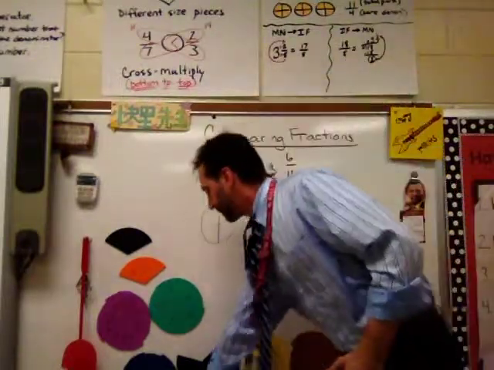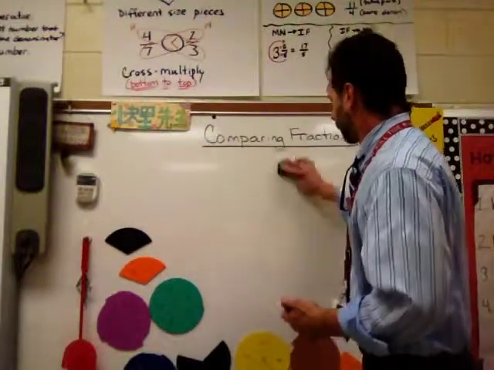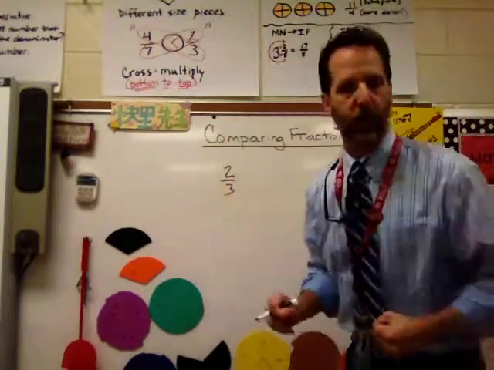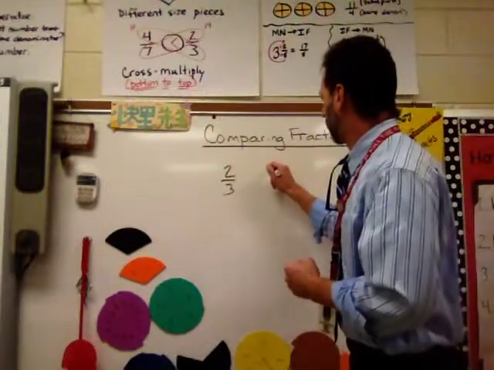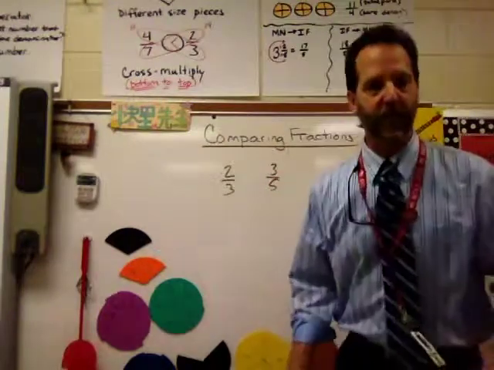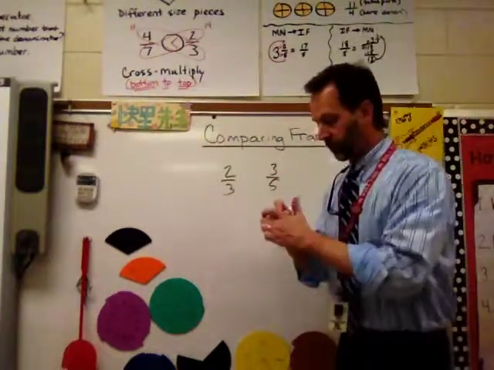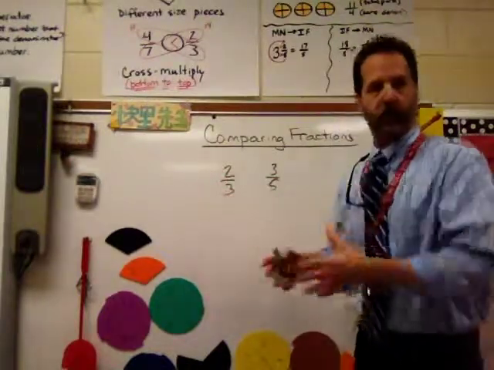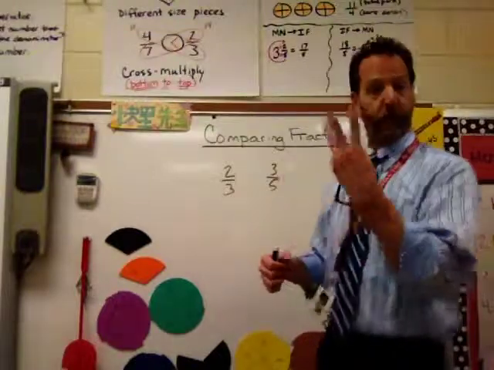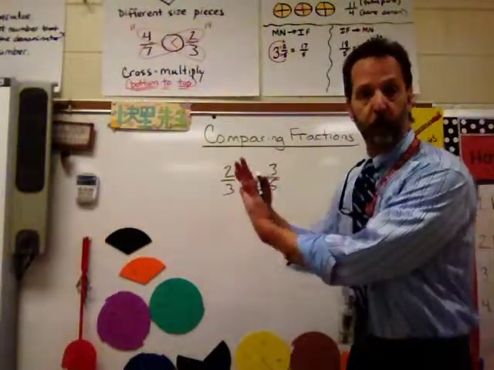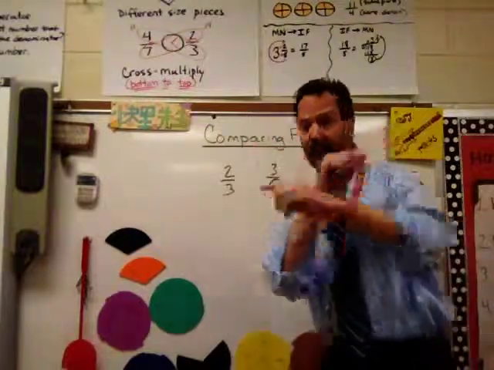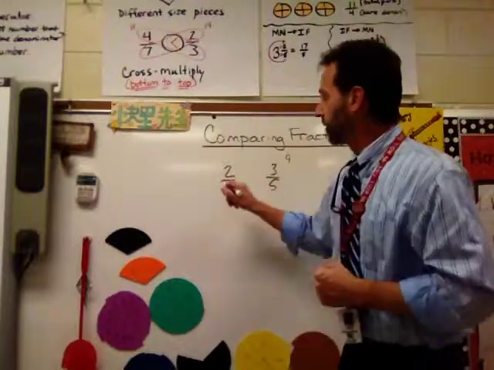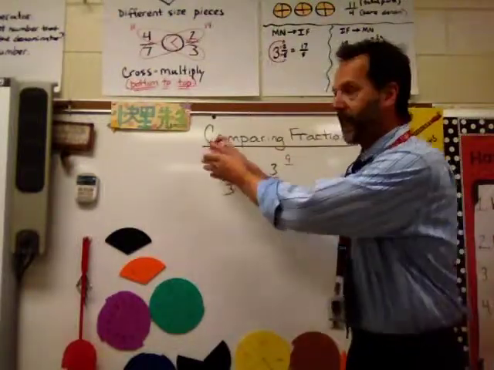Let's see it again. If I have 2/3 and I want to compare that with 3/5, different sized pieces. The thirds are going to be larger pieces, but I only have 2 of them. The fifths are going to be smaller pieces, but I have 3 of those. So we're going to cross multiply again, bottom to the top, bottom to the top. 3 times 3 is 9. 5 times 2 is 10. So I have 10 pieces here, 9 pieces here.